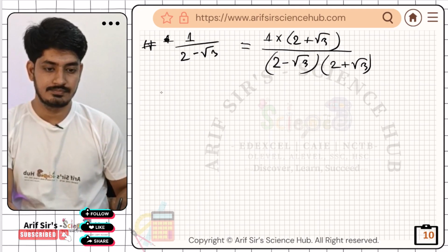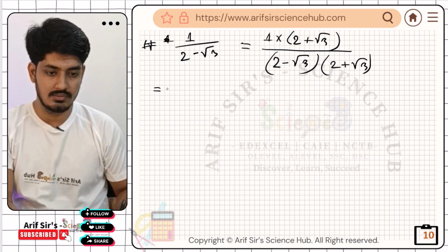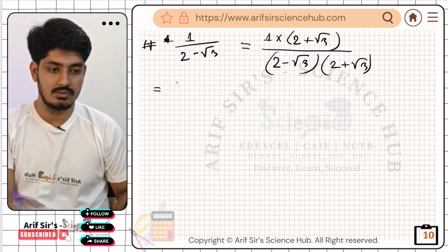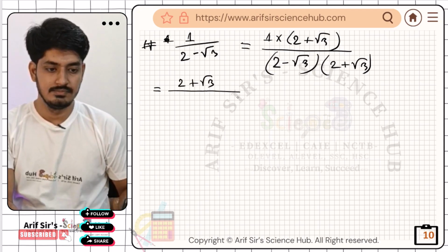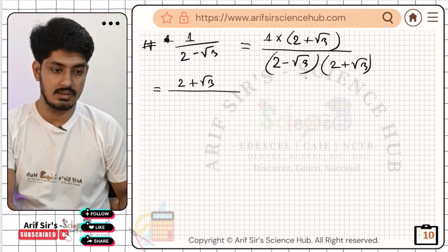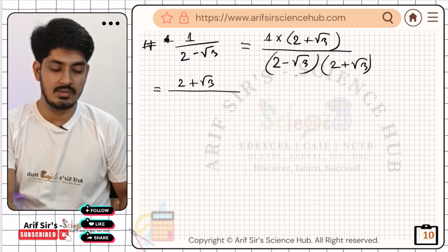Okay, if we try to solve this, then 1 into 2 plus root 3, it should be 2 plus root 3, and then we can use the formula a plus b into a minus b is equal to a square minus b square.